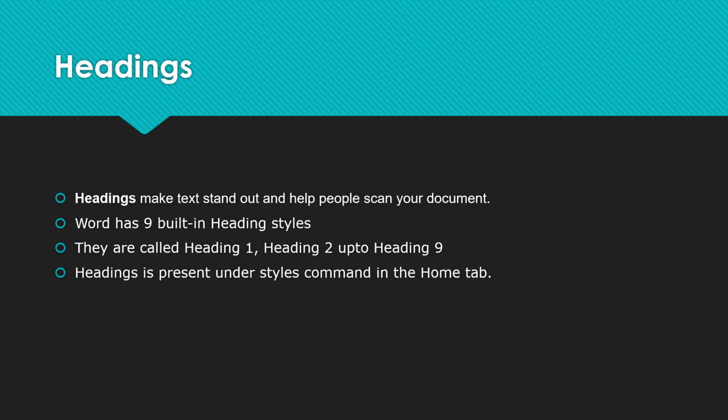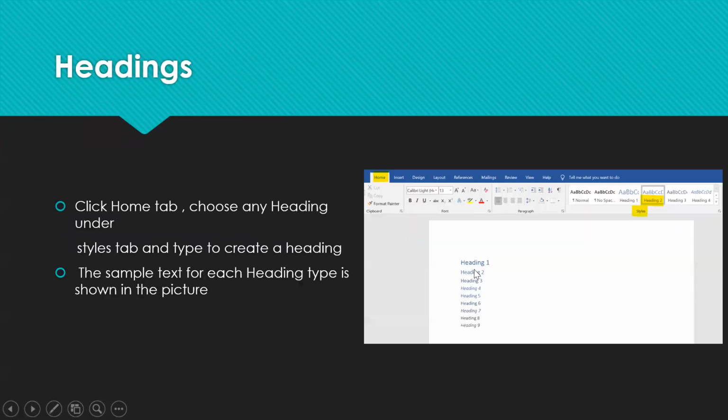And for headings, we have predefined heading styles in Word. There are 9 different heading styles, ranging from heading 1 to heading 9. And we saw where we can find the heading command. It is present under the Home tab, in the Styles command. So under Home, under Styles, we will have different types of headings.